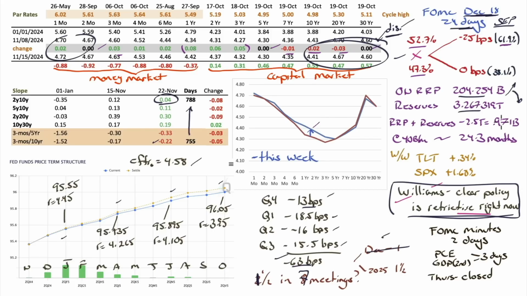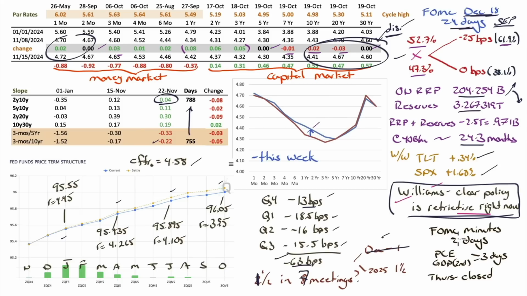Reserves 3.2. Looking at about 24, it's about 2 years of runoff, holding there for a while. I think that by mid next year, you start to get a conversation about stopping the pace of runoff. TLT had a kind of week. SPX had a really good week, 1.68%.